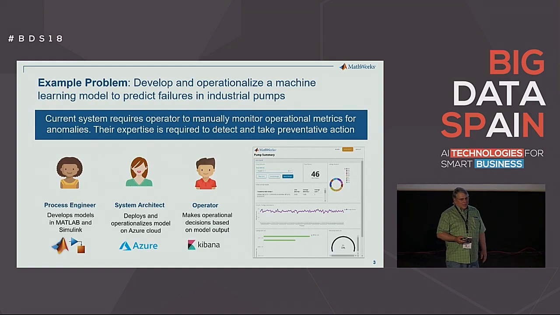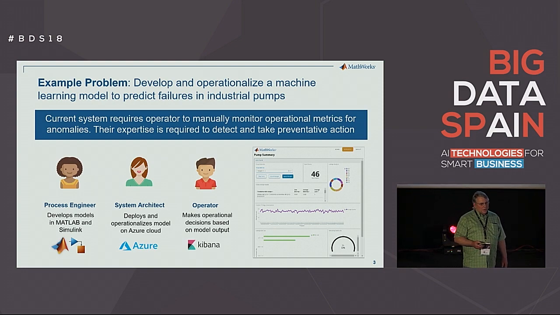So we're going to walk you through an example problem today, and what we're going to do is develop and operationalize a machine learning model to monitor failures in industrial pumps. And the way that we're going to do it is we're going to actually walk you through the whole project that we did to actually build this system.